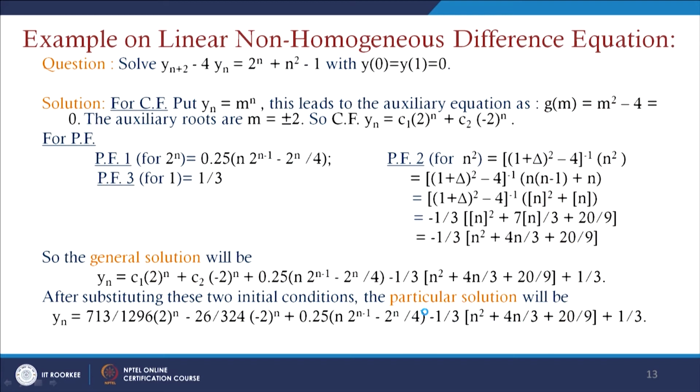Based on different cases of linear homogeneous difference equations, we have considered one example where the equation is y n plus 2 minus 4 y n equals 2 to the power n plus n square minus 1, with the boundary conditions y of 0 equals y of 1 equals 0 here.